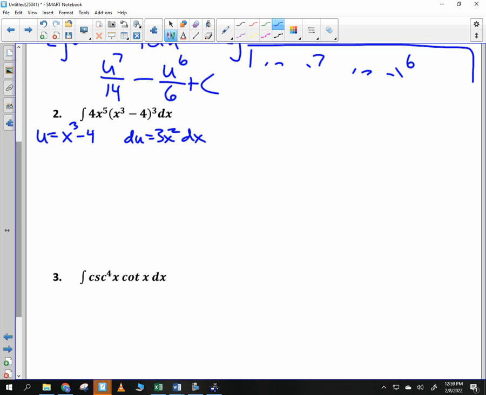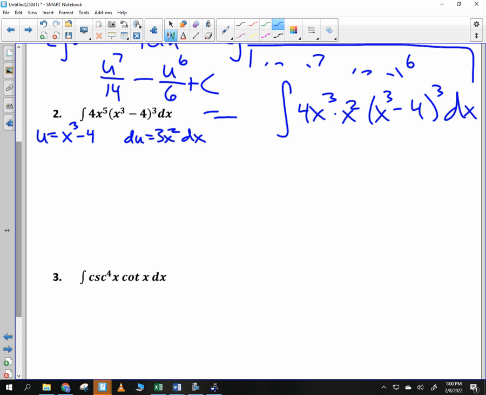Yeah, good movie. So I'm going to rewrite it as the integral of 4x cubed times x squared times x cubed minus 4 to the 3rd dx. So I just split that 4x to the 5th up into 4x cubed and x squared. Does that help you kind of see where we're headed?